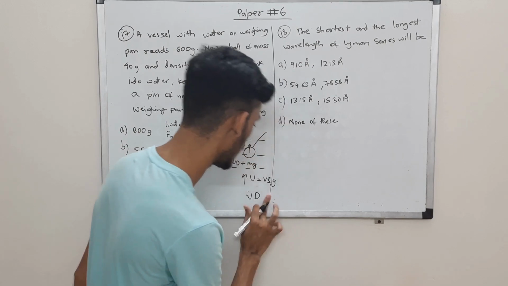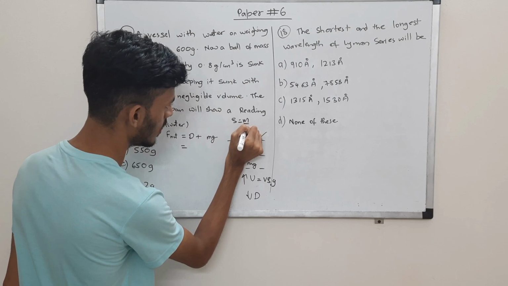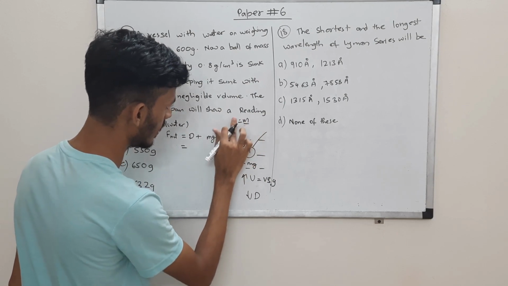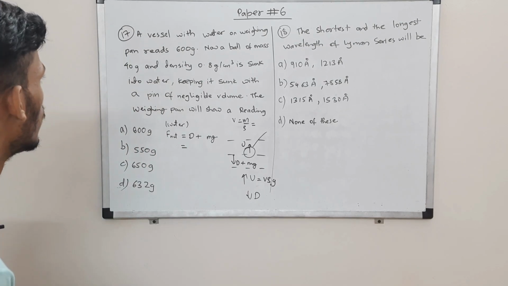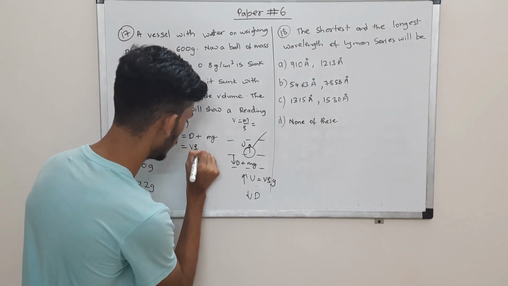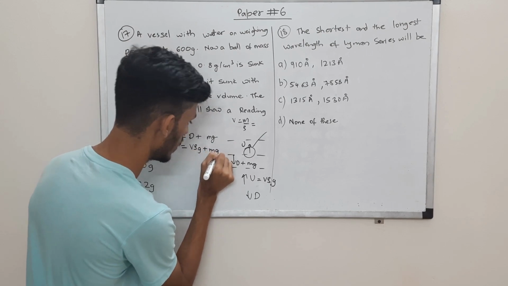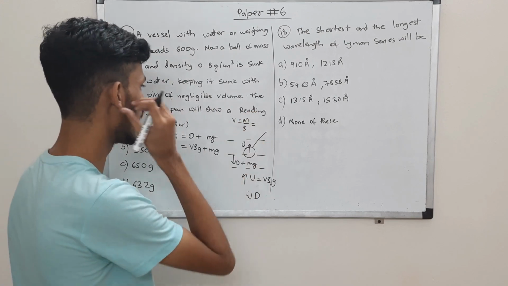Volume can be written as density is mass by volume, so volume is mass by density. Okay, so you can actually find the volume of this. First of all I'll write it as V rho g plus mg. This is the net force on water. Now volume can be found out as mass by density.